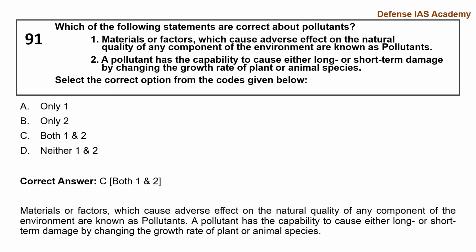Materials or factors which cause adverse effects on the natural quality of any component of the environment are known as pollutants. A pollutant has the ability to cause either long or short-term damage by changing the growth rate of plant or animal species.